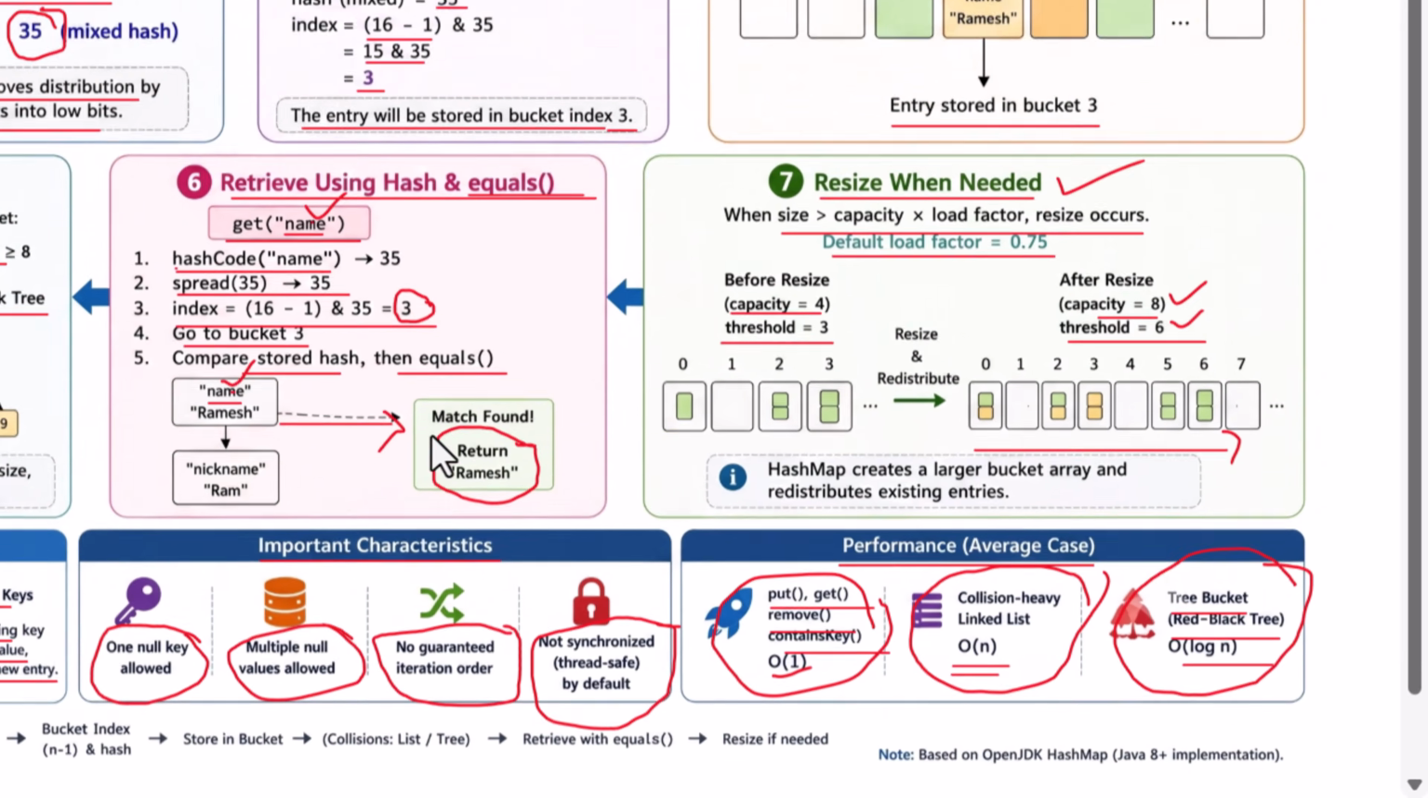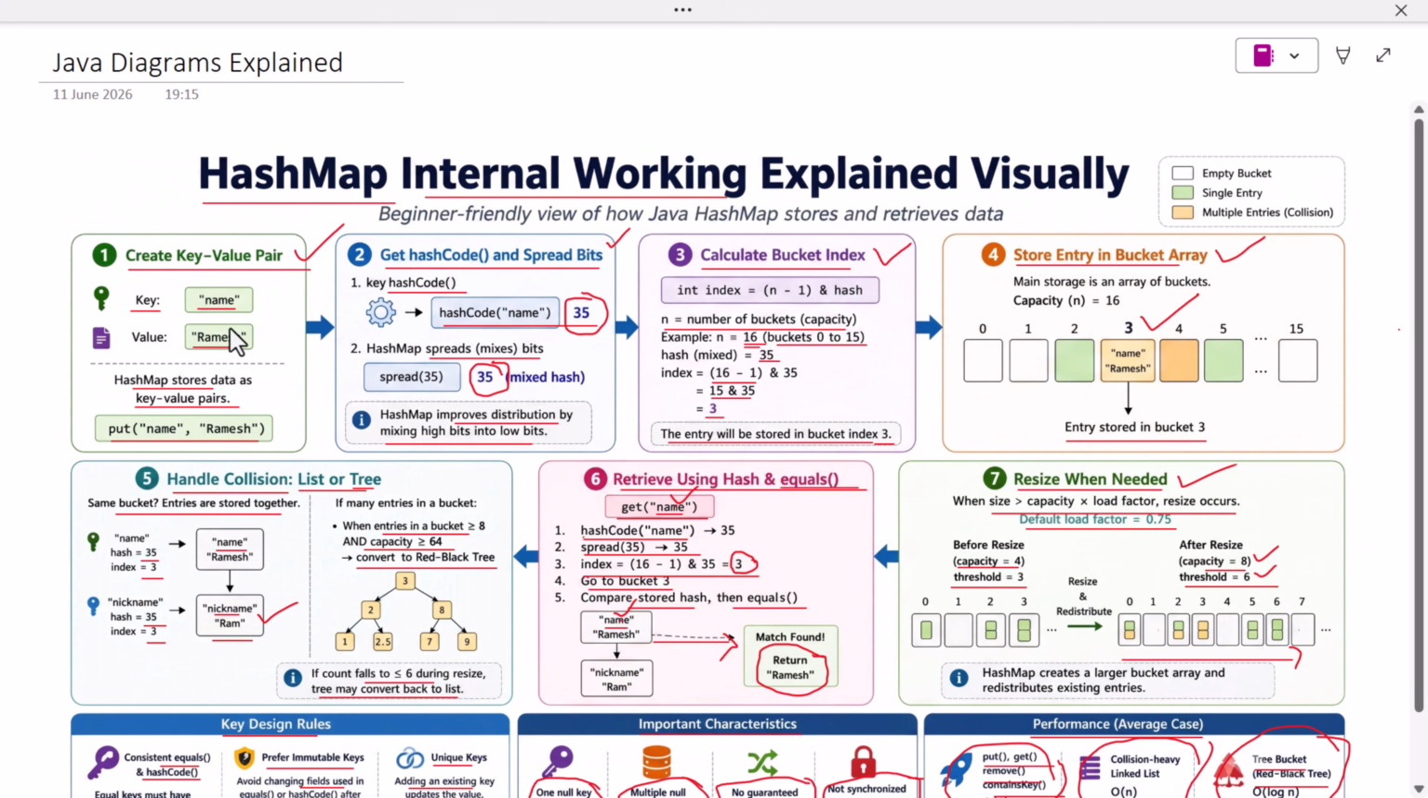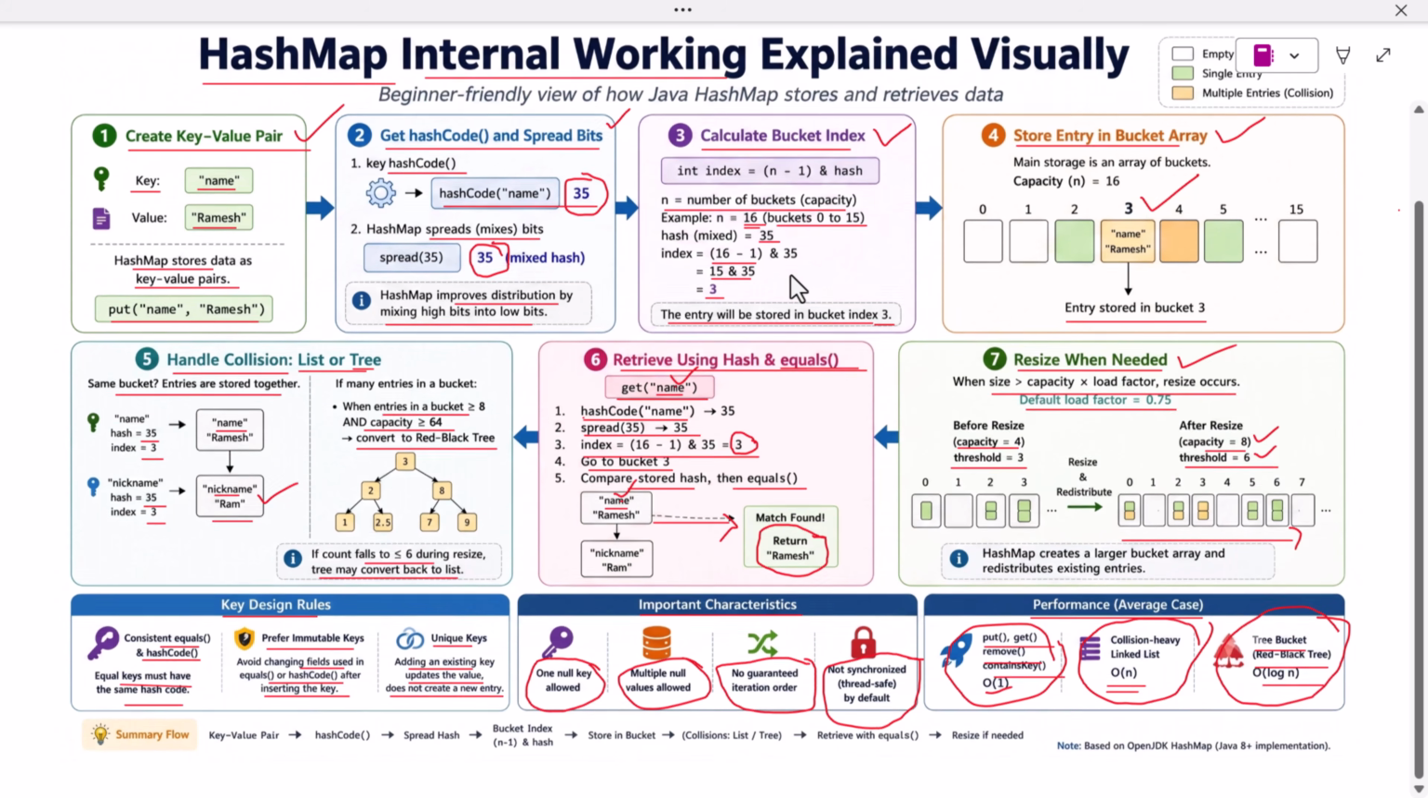So let's summarize the complete flow. First, HashMap receives a key value pair. Second, it calls hash code and spreads the hash bits. Third, it calculates the bucket index. Fourth, it stores the entry in that bucket. Fifth, it handles collisions using a linked list or a red-black tree. Sixth, during retrieval, it uses the hash and equals method to locate the correct entry. And seventh, when the number of entries crosses the threshold, HashMap resizes the bucket array and redistributes the entries. That is how Java HashMap stores and retrieves data internally.